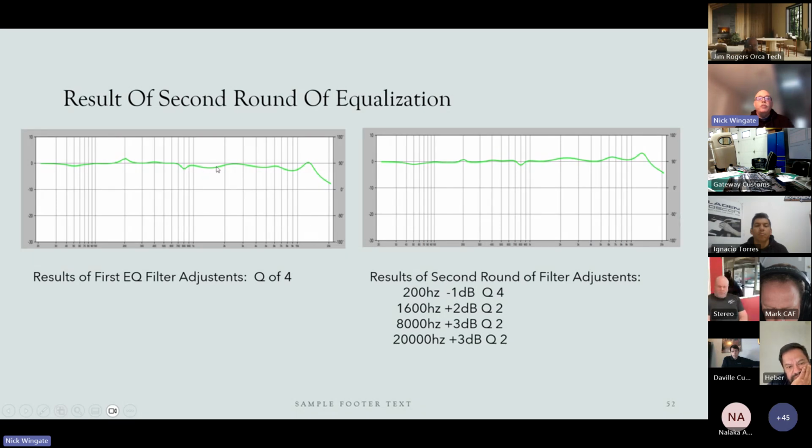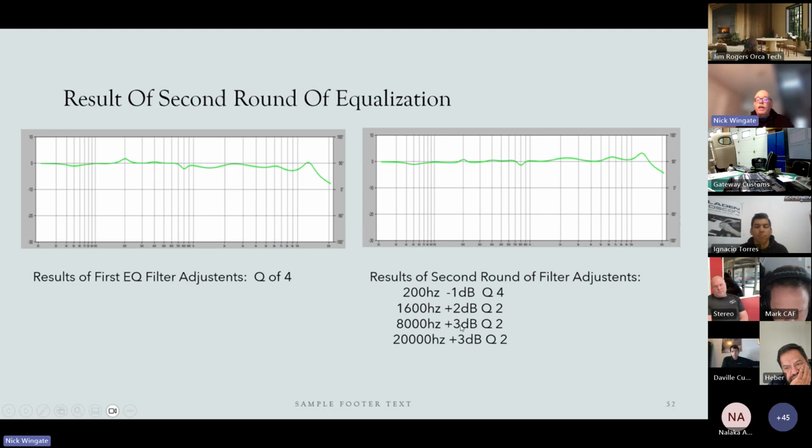See this broadband amount of energy. I raised it 2 dB, but you notice that I lowered the Q factor. So this amount of energy right here has been raised 2 dB. I also had a problem in 8,000 hertz. You can see it right here.